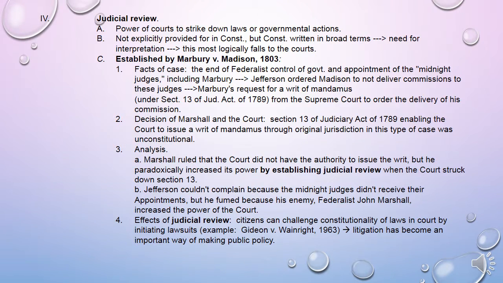So he ended up saying the Supreme Court has to look at this, gets to decide whether it's constitutional or not, and guess what? It's not constitutional. So Madison doesn't get what he wants, and Jefferson really doesn't get what he wants, because he ended up allowing the court to have more power than he wanted it to have. So the power here is that citizens can change the constitutionality of laws, and we'll look at Gideon versus Wainwright later in our institutions unit. But litigation has become an important way of making public policy, and we have so many examples in our recent history of that.